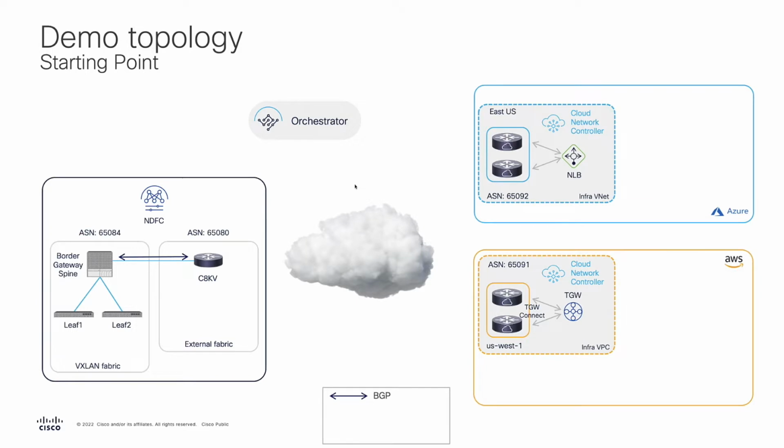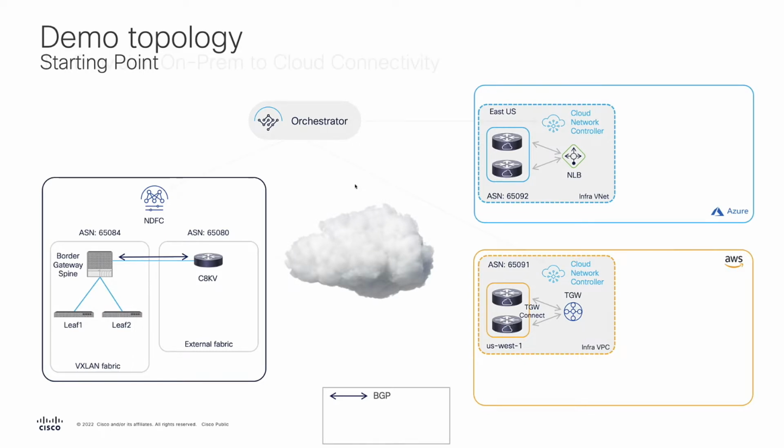And then we have, depending on the flavor of cloud, the NLB in Azure or the transit gateway TGW that will allow connecting user VNets, user VPCs, or in general user subnets, if you want, to these InfraVNet and InfraVPC containers, to be able to establish subnet-to-subnet communication between clouds and on-prem.